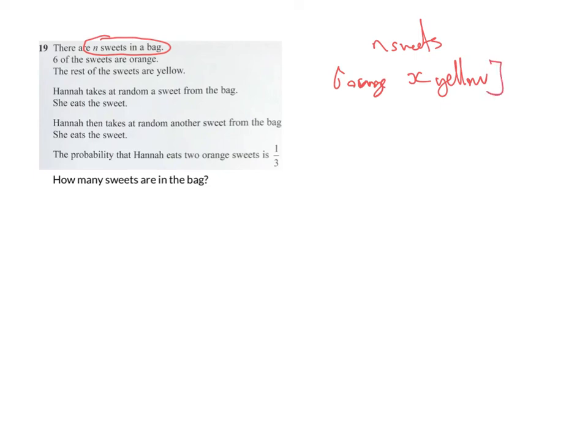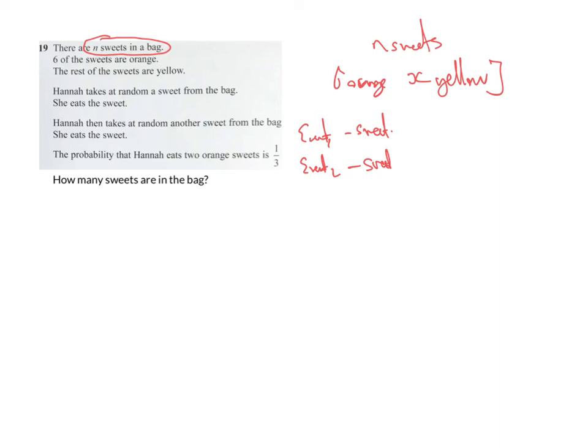Okay, so Hannah takes at random a sweet from the bag. She eats the sweet. So she's taken a sweet at random, so there's an event. And she's taken a sweet at random and she eats it. So we take 1 sweet. So we're going to end up with, and what does she do? She then takes another sweet at random. So she's going to take 1 sweet out of the bag. That's event 1. And then she's going to take another sweet out of the bag. So subtract sweet 2. Okay.